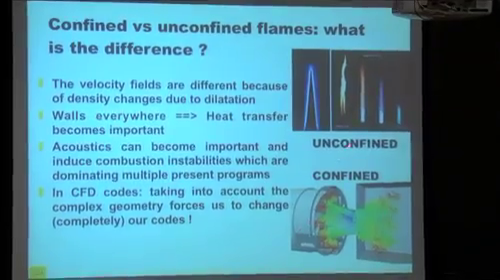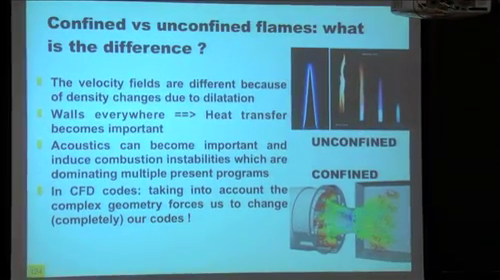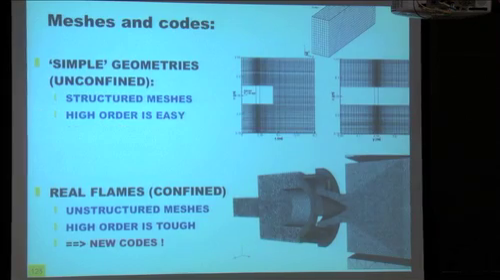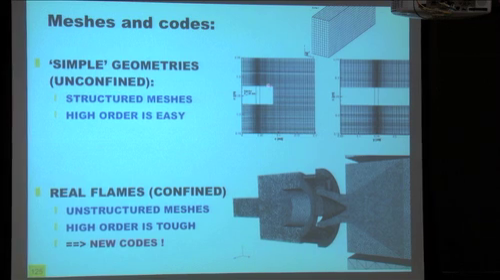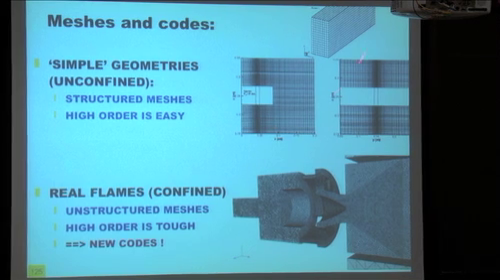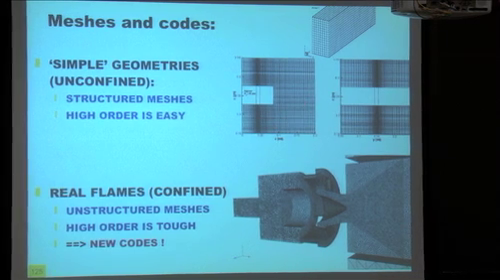And when you go from unconfined to confined, the world is changing in terms of CFD. So typically when you're meshing simple, what I will call unconfined geometries, you just need to put regular meshes, what we call IJK meshes. That means the node here, its neighbor is known, is I minus 1, and the neighbor on the other side is I plus 1. But this cannot be done for a geometry like this one. Here you need to go to unstructured meshes.